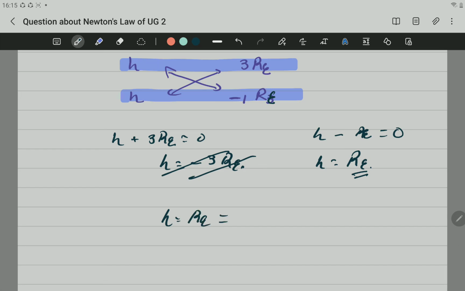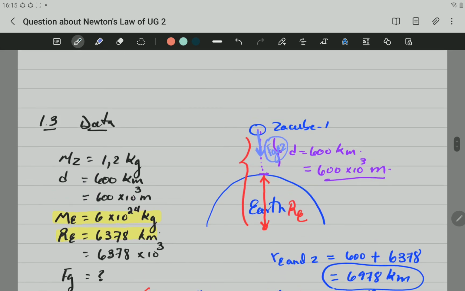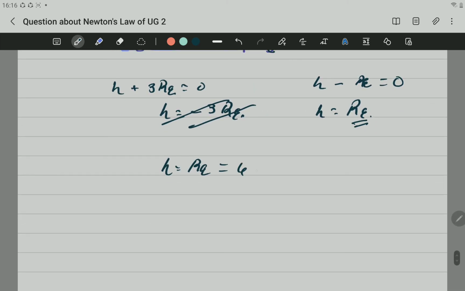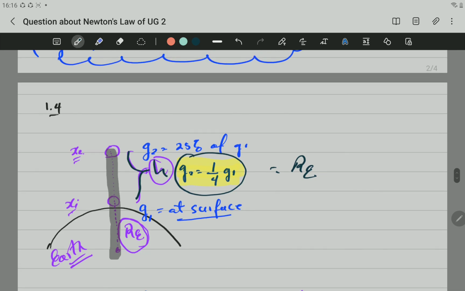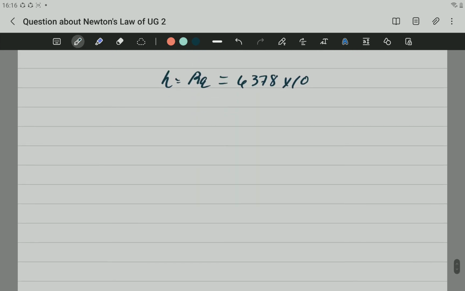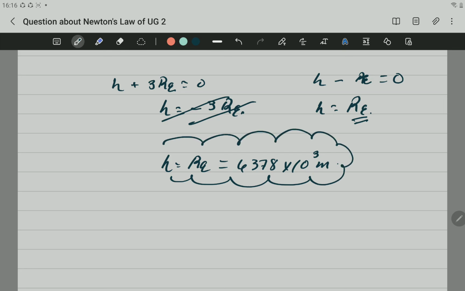re, which is equal to, we go into the previous question, the data, the radius of the Earth is 6,378 times 10 to the 3 meters. That is the height at which the satellite is located. Okay, so that is the answer.